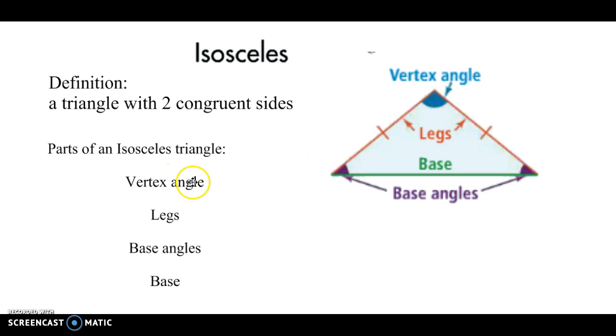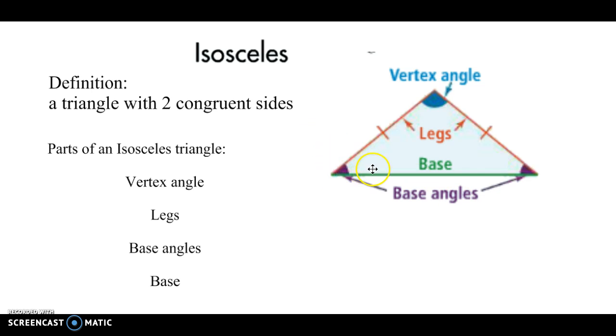So we have a vertex angle. The vertex angle is the included angle of the congruent sides. So where the two congruent sides come together, that is the vertex angle. The legs of an isosceles triangle are the congruent pair of sides. So in this picture, these are the legs. The base angles are the other two angles in the triangle, so the angles that are not the vertex angle.